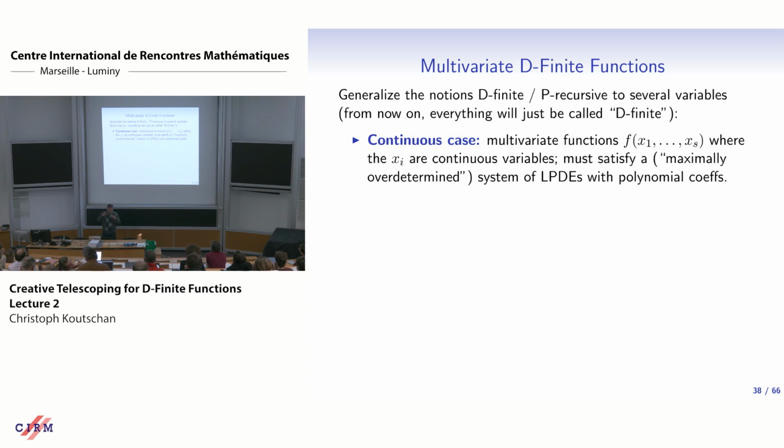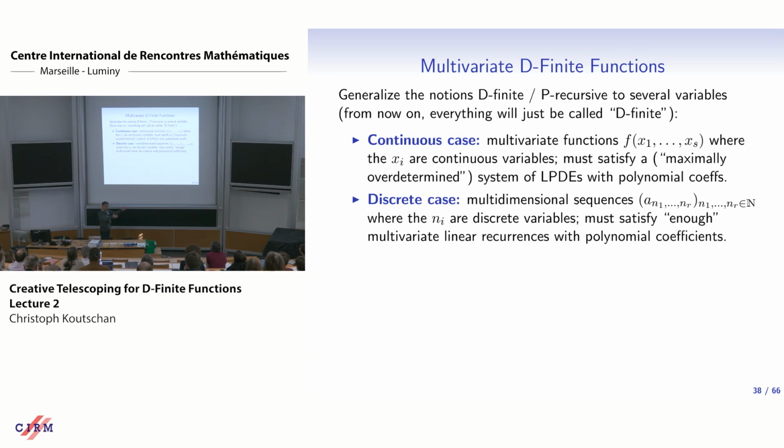Of course, we could go specialized, so that we generalize the differential setting to multivariables. That means we have a function f in several variables x1 to xs. They are all continuous, and we can operate on these variables by differentiation. Well, and then the LODE that we had in the univariate case now turns into a system of partial differential equations. And to be D-finite, we have certain extra conditions on this system that you could formulate as being maximally overdetermined, or I will give a more precise definition in a minute.